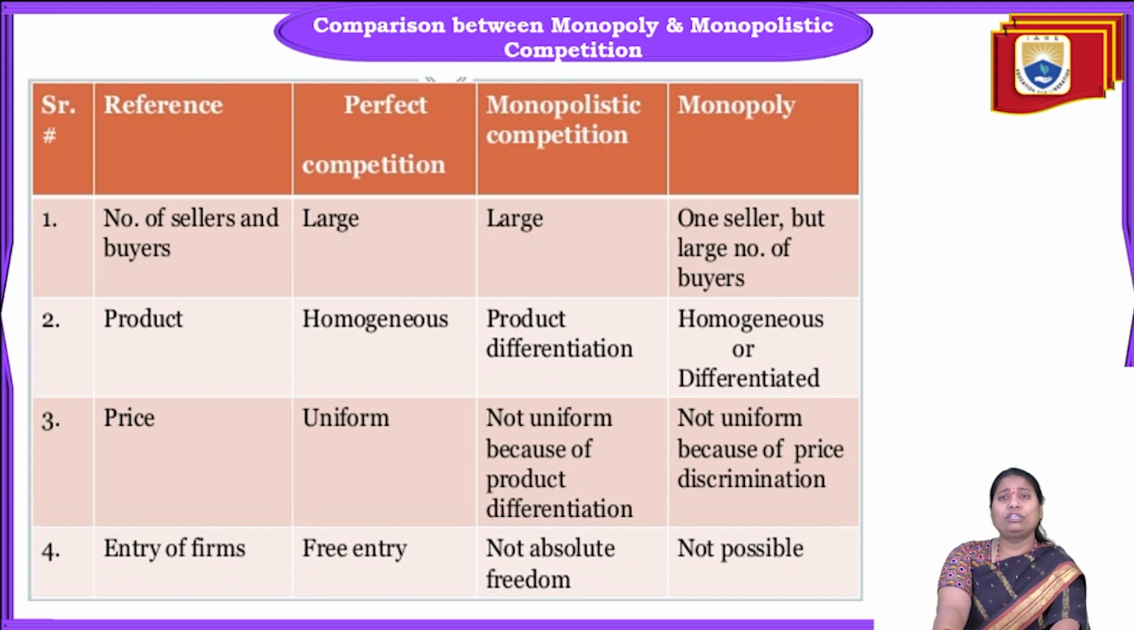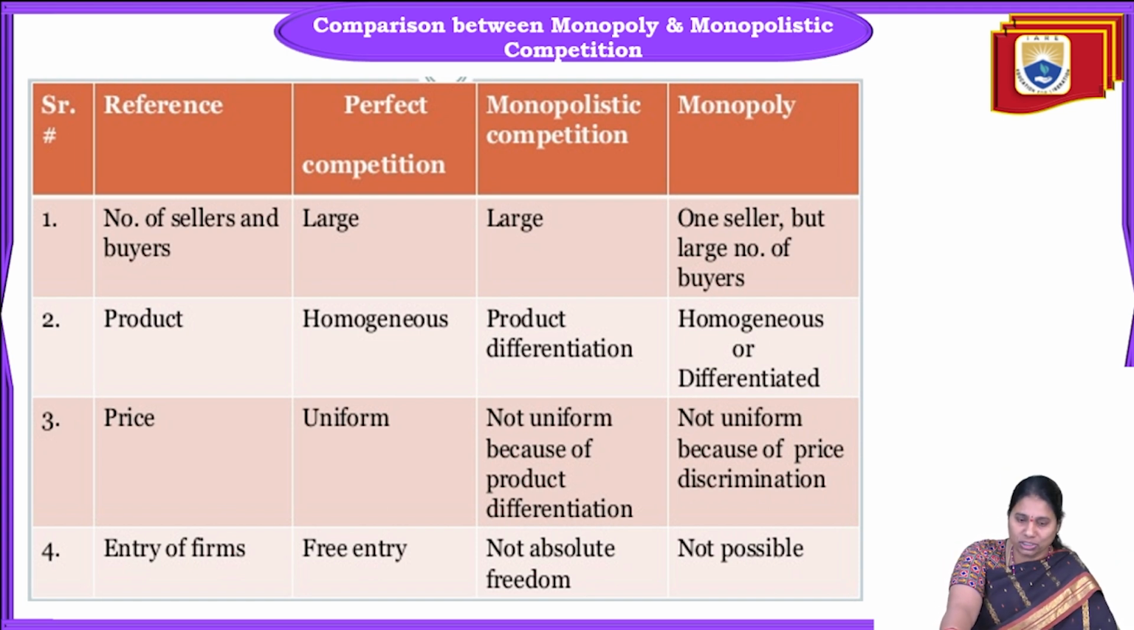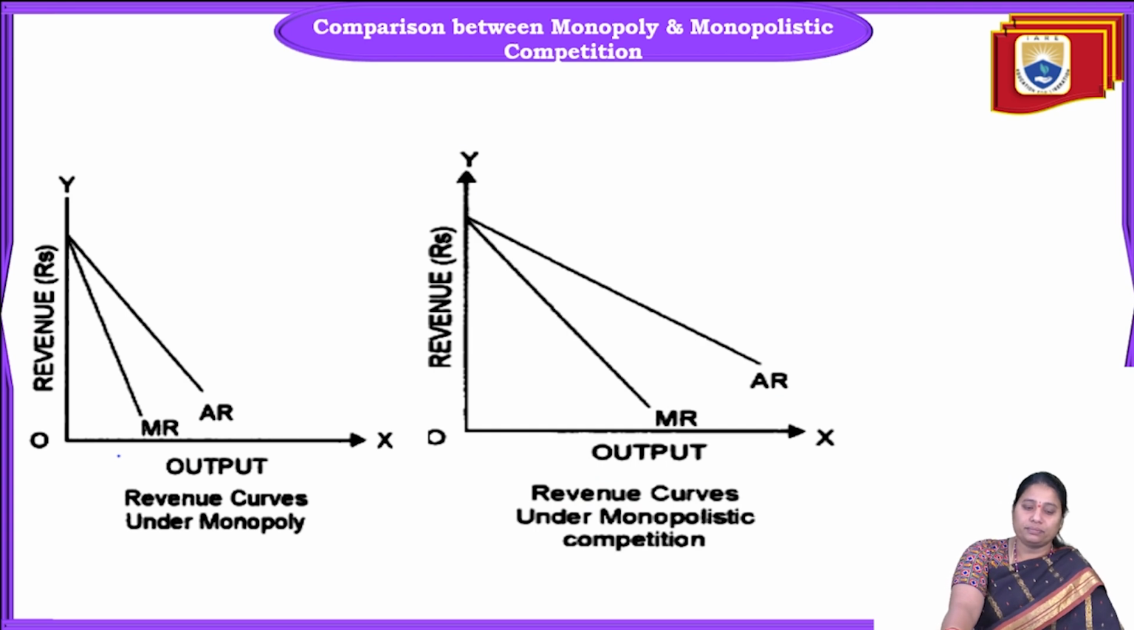Prices are uniform or medium in perfect competition, not uniform. Generally high prices will be there in monopoly, and not uniform because of product differentiation in monopolistic competition. Entry of firms is very easy in perfect competition, not possible in monopoly. We can't say there is absolute freedom, but everyone is different in their own way in this monopolistic competition.